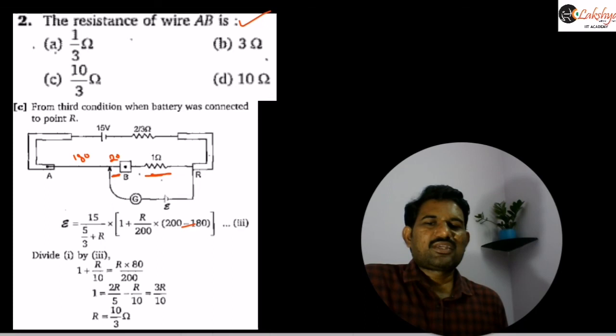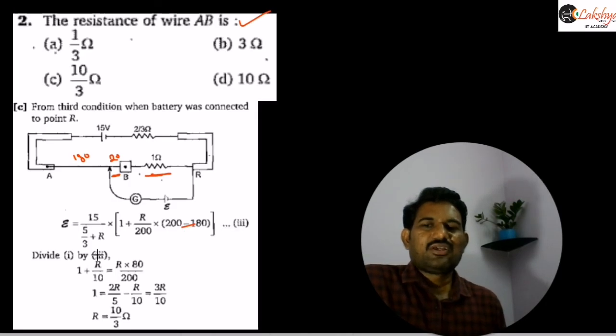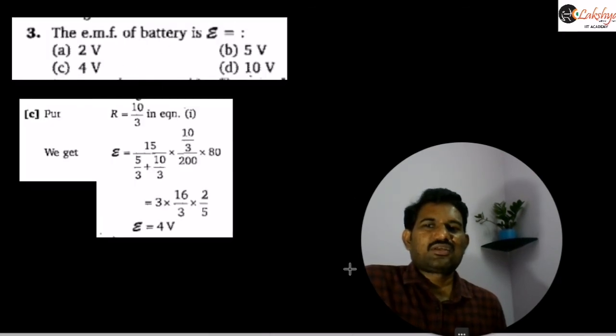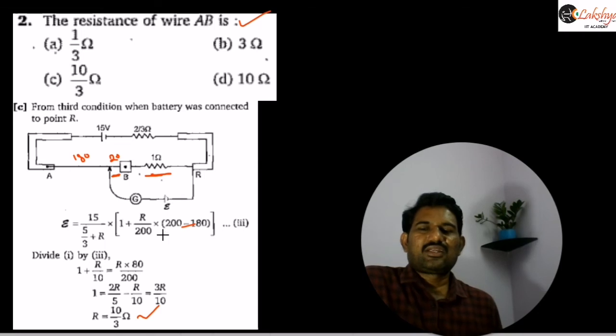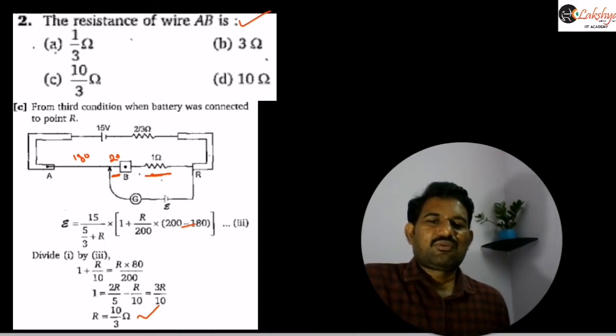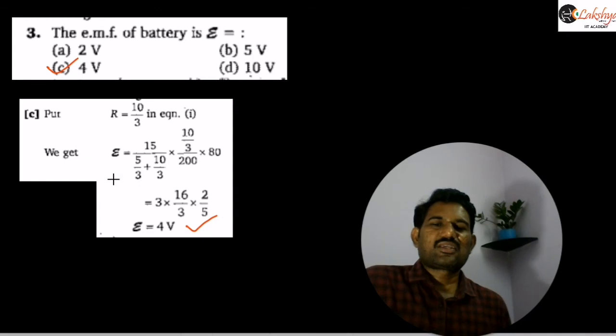Then by solving equation 1 and equation 2, or equation 2 and equation 3, that means either of these equations we need to take and combine with equation 3. By solving those two equations you will get this R value here. By substituting this R value, you can calculate the EMF of the cell, which is our next question here. This R value you can substitute in any of our equations 1, 2, 3, then you will get that unknown EMF. So R is equal to 10 by 3. By substituting the 10 by 3 here, we are getting the EMF of the cell as 4 volts. So that is the EMF of the cell here.